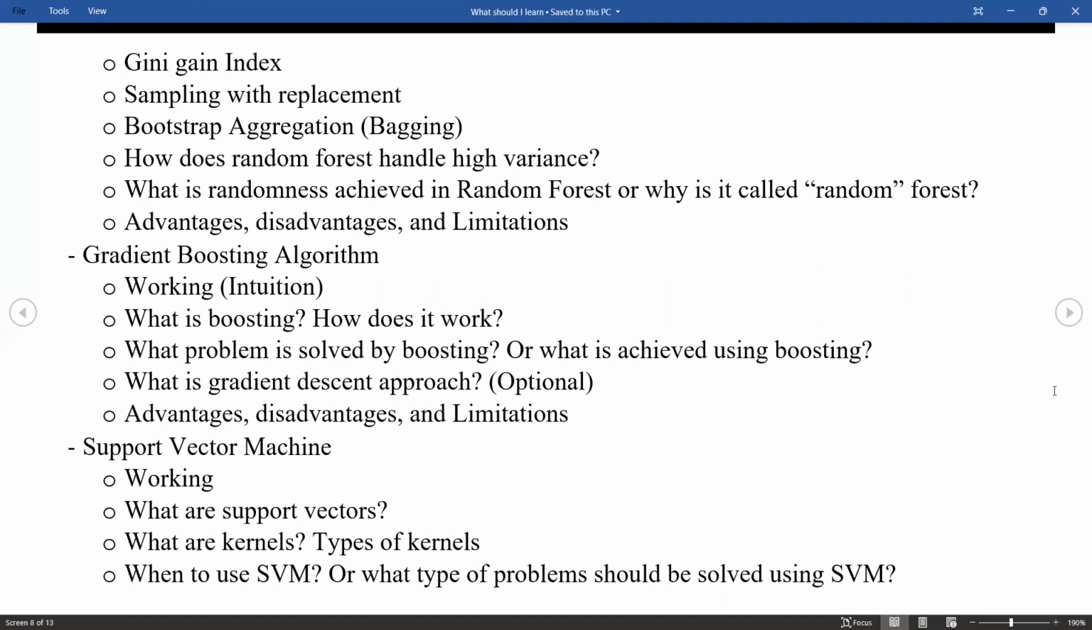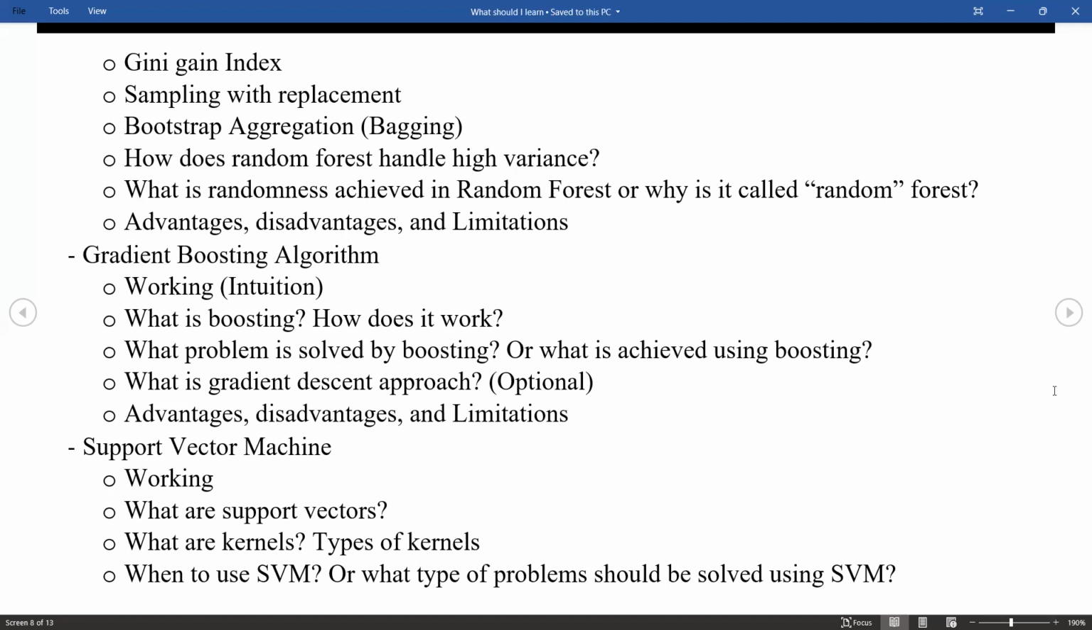But again, I would say at this point it would be optional. But if you learn it, well and good, because as I said, these concepts are carried forward even to deep learning. So it will help you there if you learn it here. Then the advantages and disadvantages, and again the limitations of the gradient boosting algorithm. So you have to learn these questions.